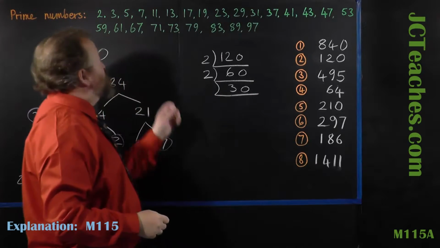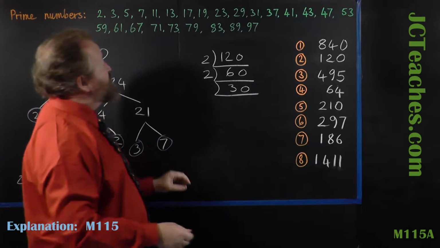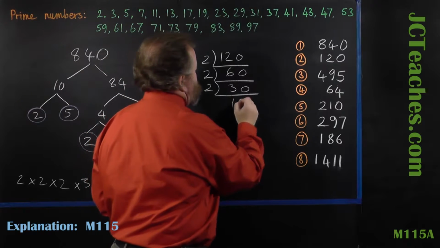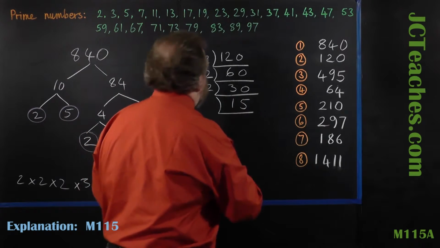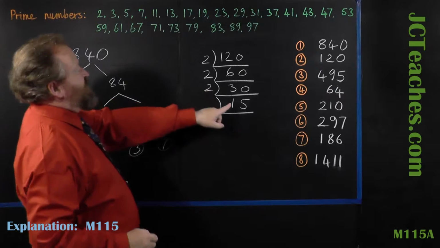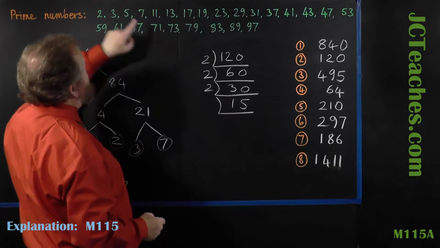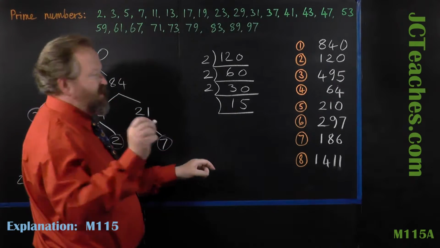Then we do 2 again, because we always start at the beginning with 2. Does 2 go into 30? Yes, it does. Okay. Does 2 go into 15? No, it doesn't. So we try the next prime number. Does 3 go into 15? Yes, it does.